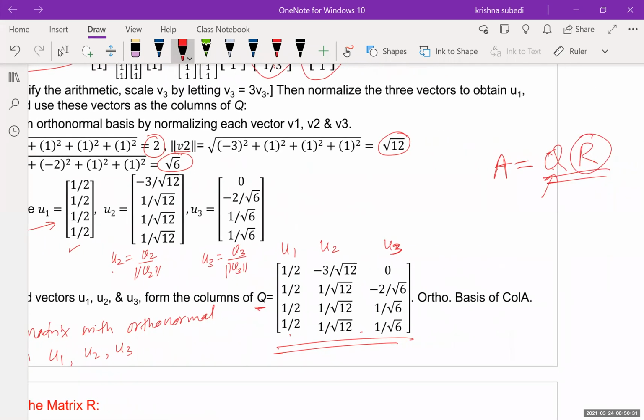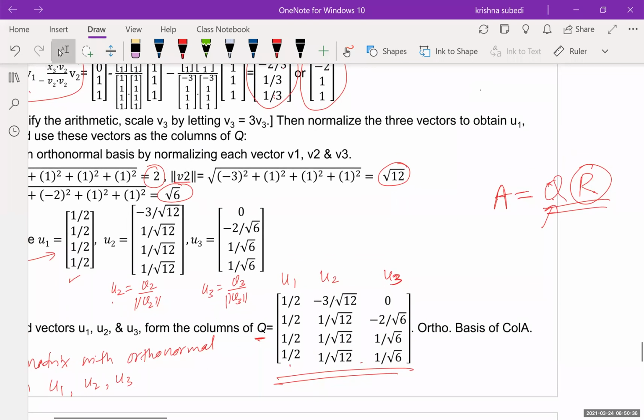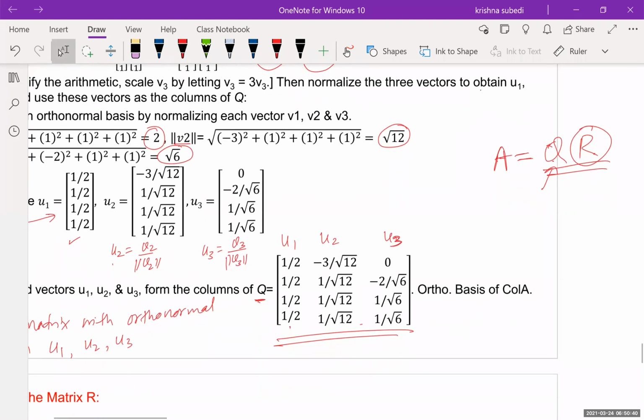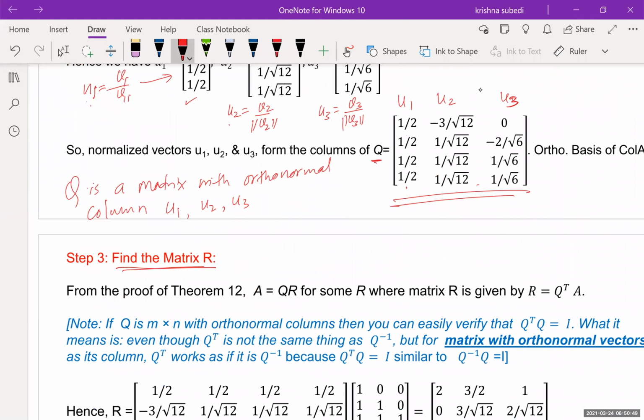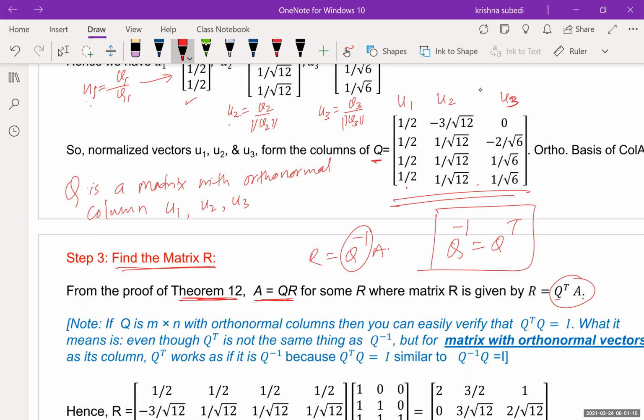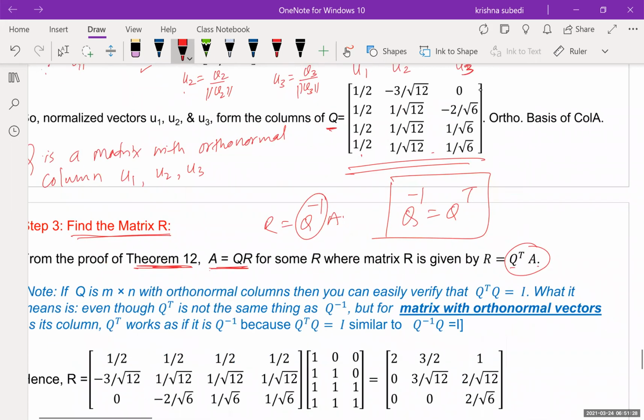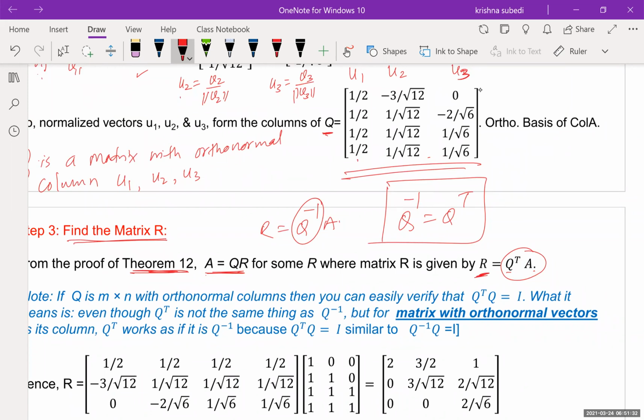Now the question is, what is the R matrix? By the way, this Q and R is defined in the previous theorem. We'll talk about that later if we have time today. So R matrix is given by Q transpose A. From theorem 12 earlier, A equals QR, so R is basically Q inverse A. But remember, Q inverse and Q transpose are the same thing in the case of orthonormal vectors. We discussed that earlier in our last class. Just keep this in mind. Maybe we'll talk about that later as well in detail. So R is given by Q transpose A.